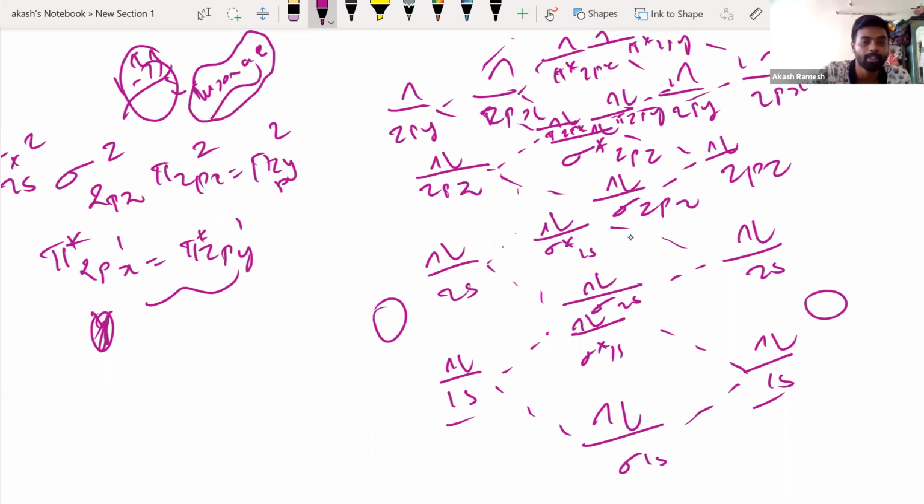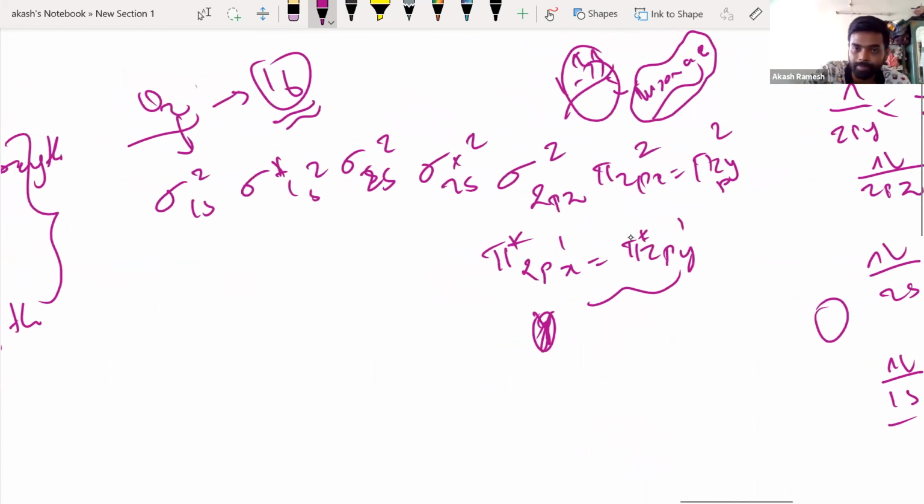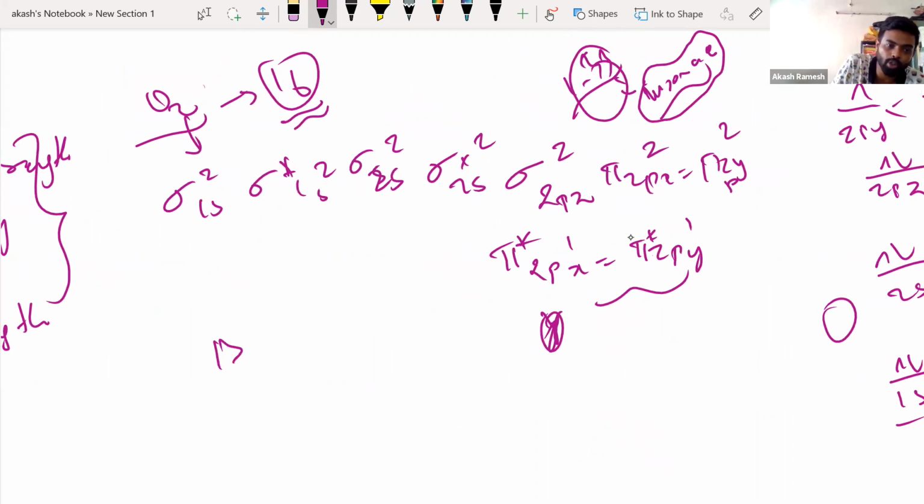Okay, right. So that is about the O2 molecule. Now I can calculate the bond order of O2. You should get 2, because I know it is O double bond O.